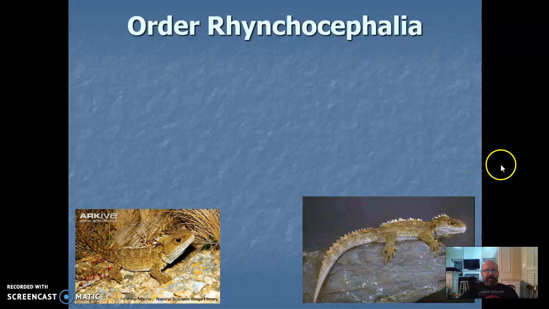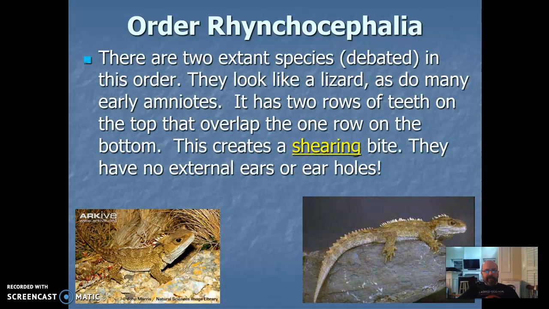All right, the next group, rhynchocephalians. So the rhynchocephalians are not lizards. They look like lizards, but there are two extant species. This is in debate right now because some people argue that they are just members of the same species that just live in a different area. They are lizard-like. They look like lizards, but then again, so do many early amniotes. So when this group started showing up in the fossil record, everything kind of looked like this. Tails and short little legs, same kind of body plan, because we think they all evolved from fish.